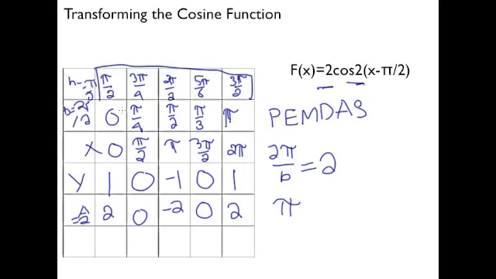This is the final points. And once you graph it, you'll see that it is indeed correct. The graph is moved up by 2, and the period is pi. Yay! How fun.